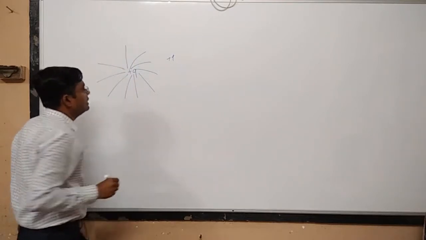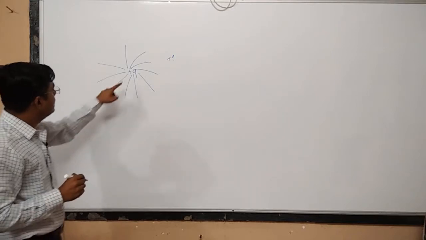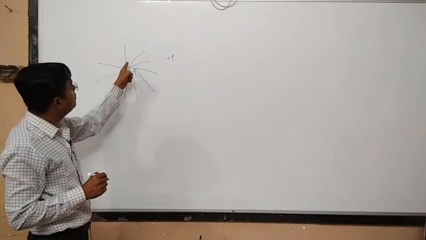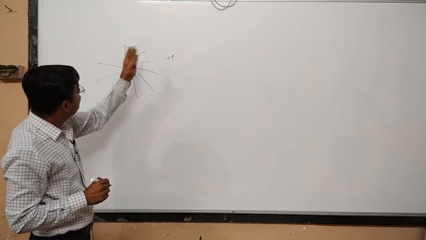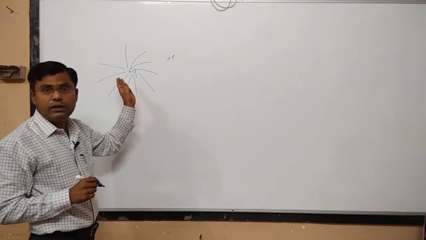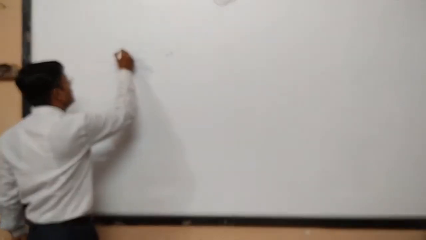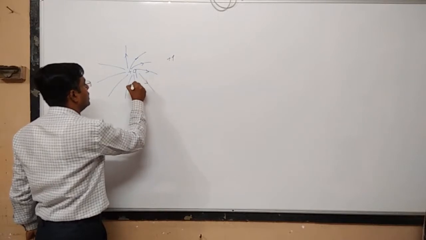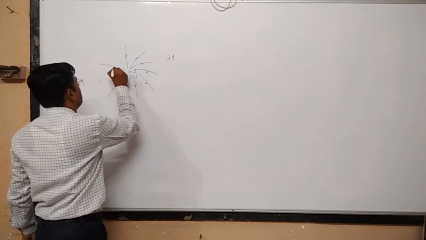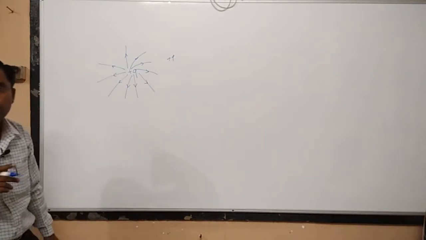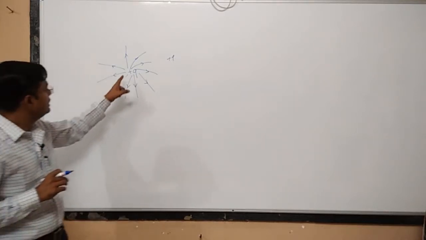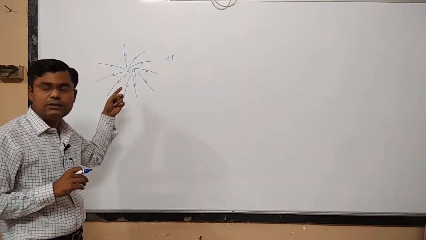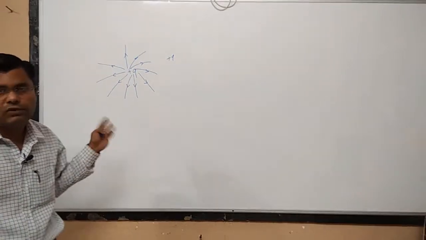All these things you have studied in the 12th standard. If there is a positive charge, the electric lines of forces originate from the positive charge and go outward into infinity. So the direction of these electric lines of forces is outward from the positive charge. These are the electric field lines, or electric lines of forces, which are also sometimes called electric field lines.